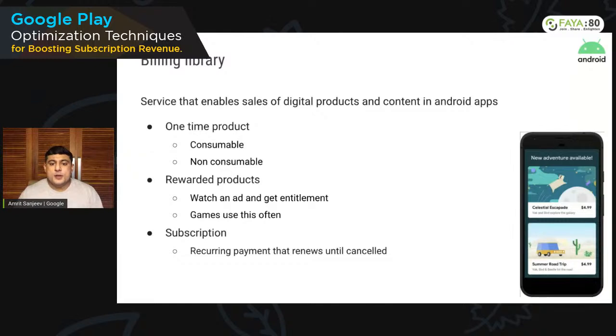By consumable, let me explain that with an example. Say you're playing a game and you want to buy 100 coins, and that is 50 rupees. So you pay a one-time fee of 50 rupees for a consumable product, which is 100 coins.